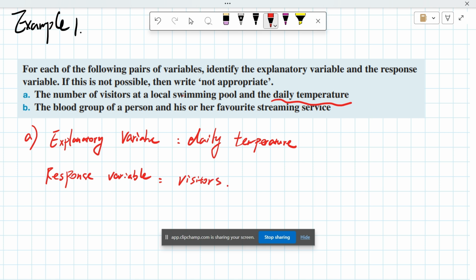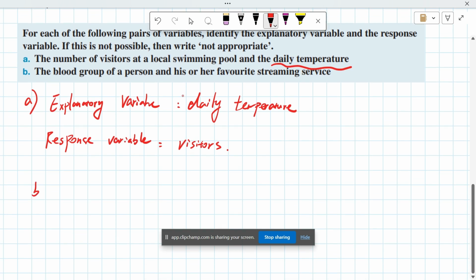Next one, B: the blood group of a person and his or her favorite streaming service. Well, it's not possible to relate an EV and RV for question B. So I would say this one is not appropriate.